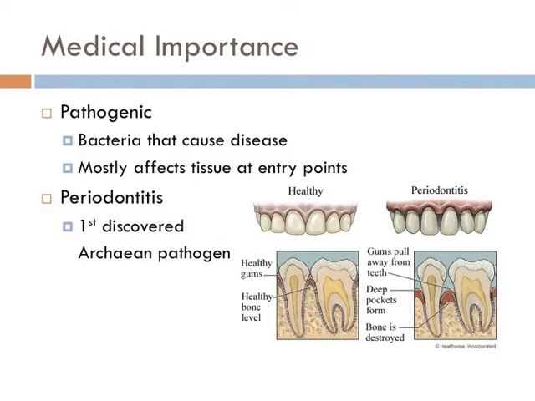Periodontitis is a disease of the mouth that primarily causes gum decay, and it is the first discovered archaeal pathogen. Periodontitis involves progressive loss of bone around the teeth, and if left untreated, can lead to the loosening and subsequent loss of teeth. With that said, there are very few pathogenic archaea that affect human health.